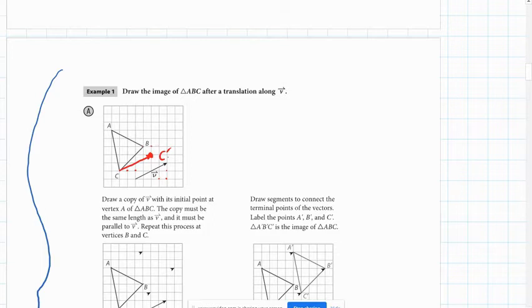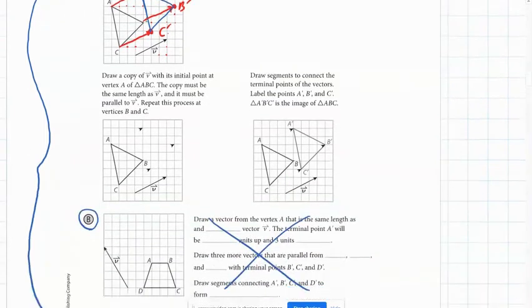Point B is going to go 1, 2, 3, 4 and up 2. So point B is going to move there. And point A is going to move 1, 2, 3, 4 and up 2. And there is point A prime. So now our new figure is A prime, B prime, C prime. Notice that it's the same exact triangle, it's just been shifted to the right 4 and up 2. That's what it looks like when we do a translation using a vector.